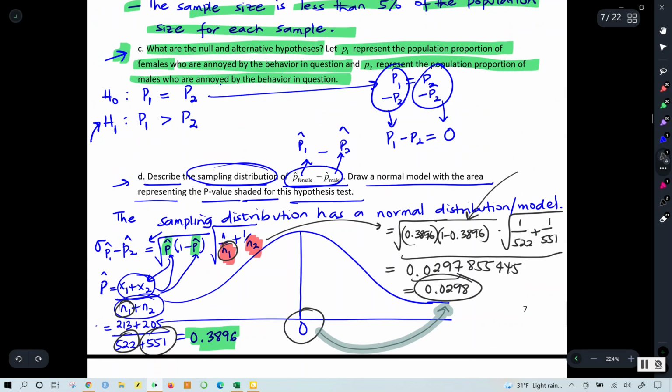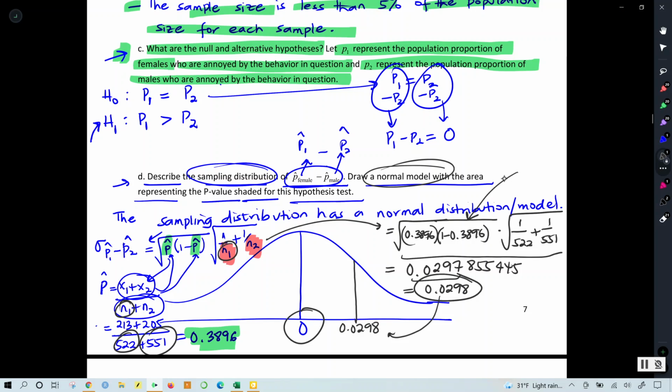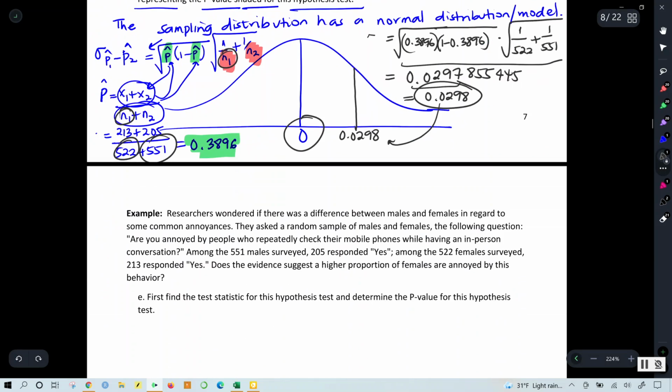So this means that the point of inflection here, where it starts to drop, we'll have mean minus this value, or mean plus that value. So you have 0.0298 there. This is the normal model that represents the sampling distribution of this estimator. All right, so with that said, we proceed then to another part of the same question.